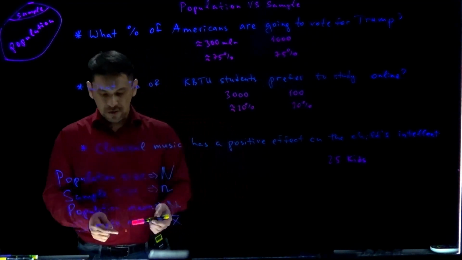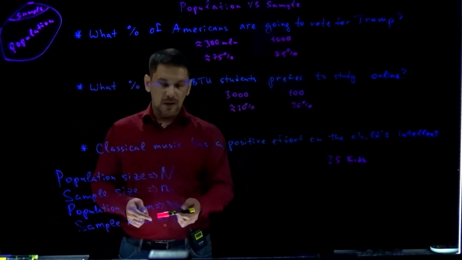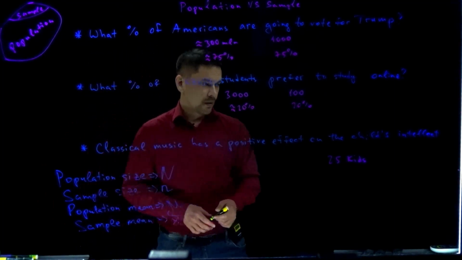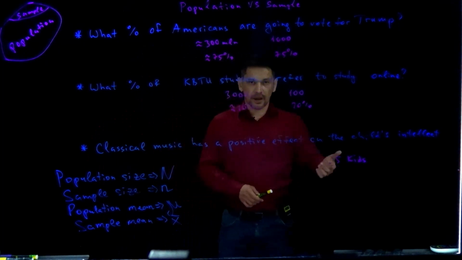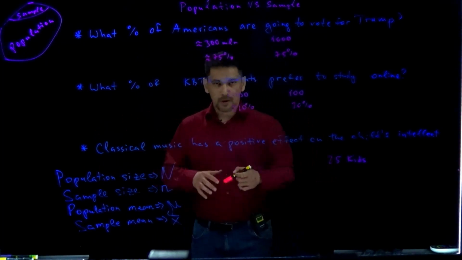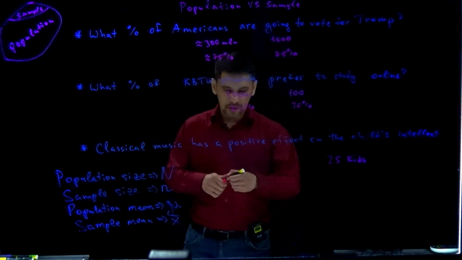Now, if you calculate the average for the sample, it's going to be called the sample mean, and the symbol used for it is an x bar. I'll give you an example. Let's say the population of KBTU is 3,000 students. Okay.